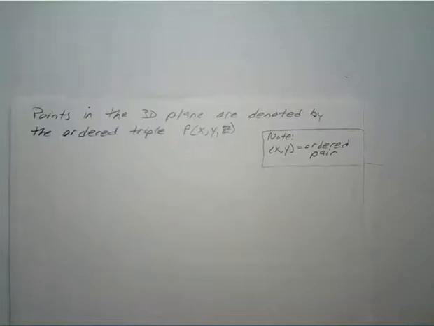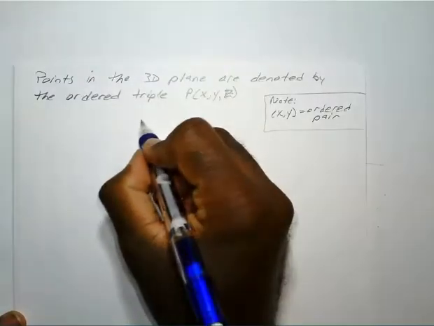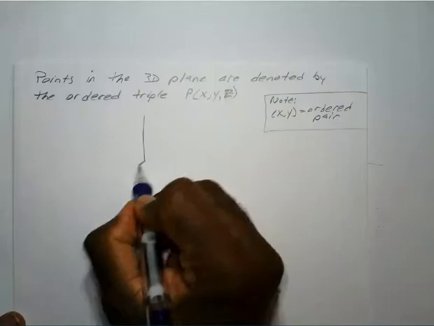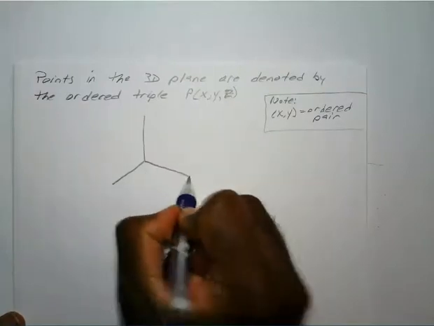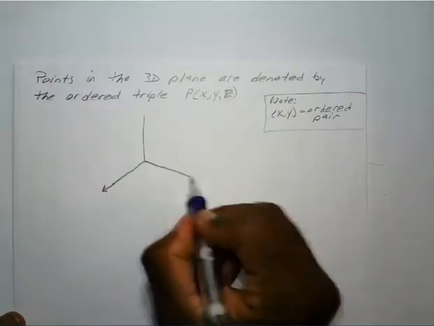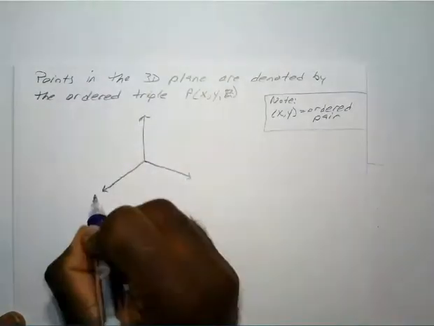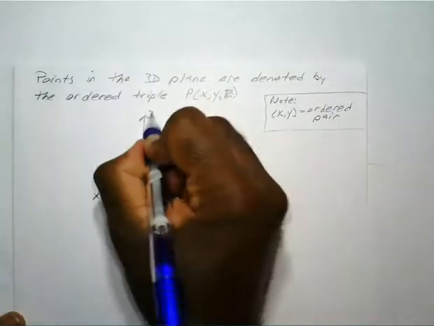All right, so again, if we draw our three-dimensional corner of the room, we have X, we have Y, and we have Z.